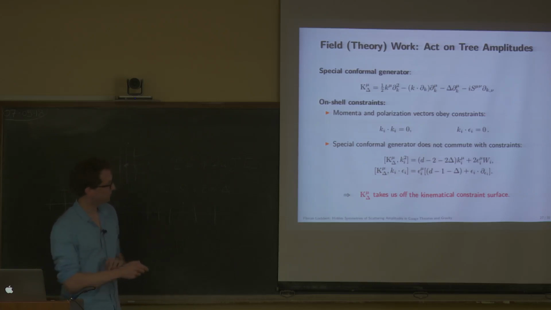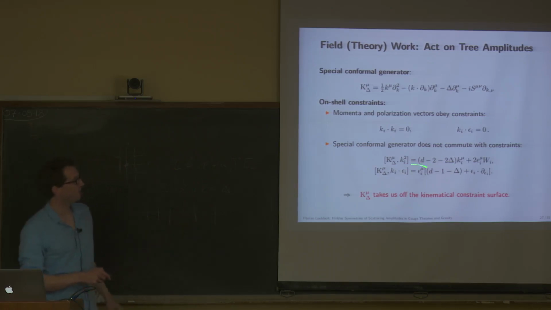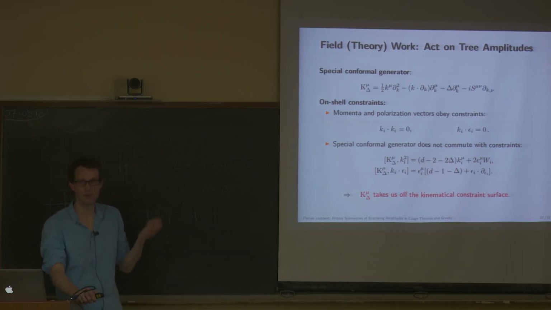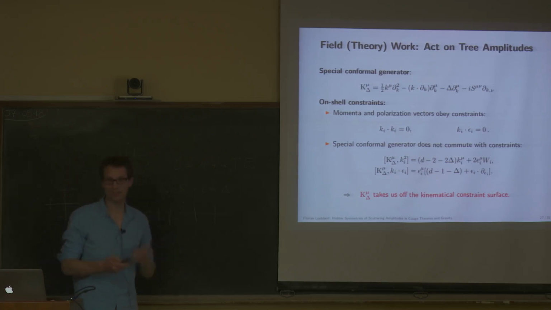A problem here is that this second-order differential operator does not commute with my on-shell constraints. So the momenta should obey these constraints here. K squared should be 0 since I have massless particles, and K should also contract with the polarization vector to 0. You're doing this now for gravity, right? And I'm looking at d dimensions. That's why I cannot simply go to my lambda bar spinors, which would solve these on-shell constraints. So the problem is that K does not commute with these, and so it does not really map amplitudes to amplitudes or induce Ward identities on my on-shell space, and rather takes me off this space, which is not really something I want.